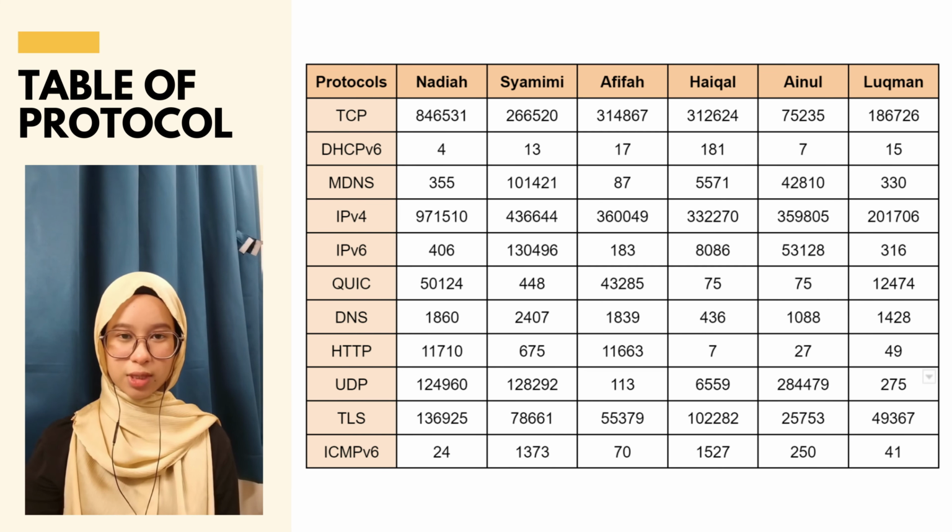Lastly, the ICMPv6 protocol. It is an integral part of IPv6 and performs error reporting and diagnostic functions. For this protocol, Nadia has the lowest packet of protocol and Haikal has the highest packet of protocol.